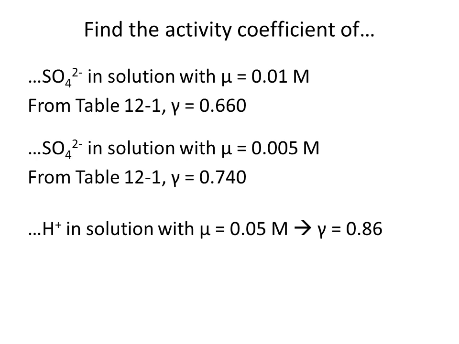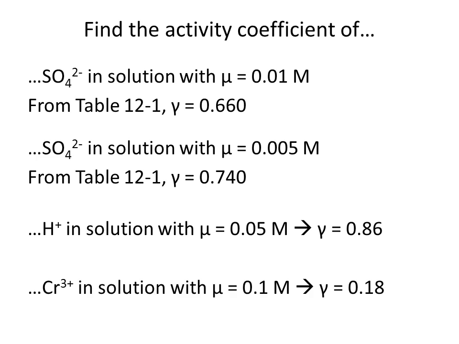Next, we will find the activity coefficient of H+ in a solution with an ionic strength of 0.05 molar. Again, using table 12.1, we find that that activity coefficient is 0.86. Finally, we will find the activity coefficient of chromium 3+ in solution with an ionic strength of 0.1 molar. In this case, from table 12.1, the activity coefficient is much less than 1, it is 0.18.